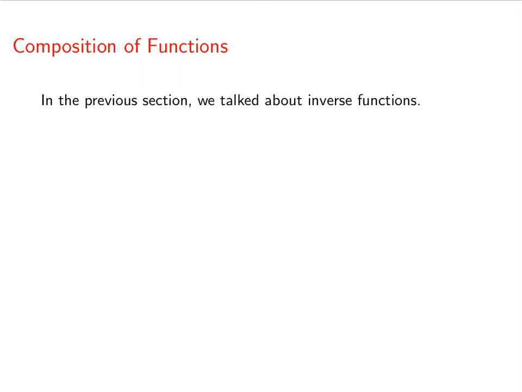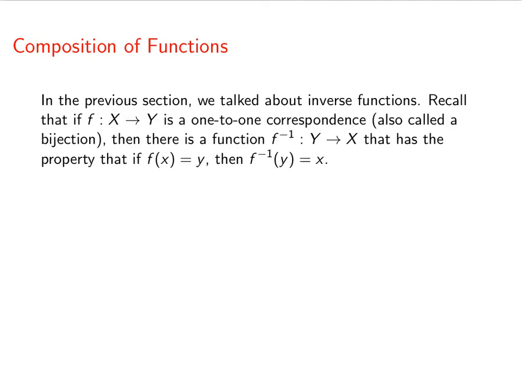Hello, discrete math fans. Now we've previously talked about inverse functions. Remember that if we have a function that maps from x to y, and if that's a one-to-one correspondence, remember that's a function that's one-to-one and onto, and this is also called a bijection. If that happens, then there is a function f inverse that maps from y to x. It has the property that if f of x is equal to y, then f inverse of y is equal to x. It will undo the process.